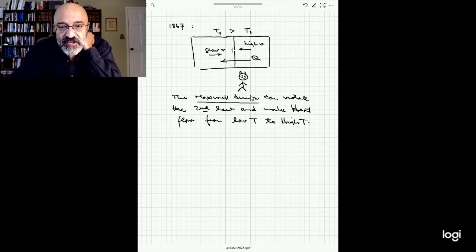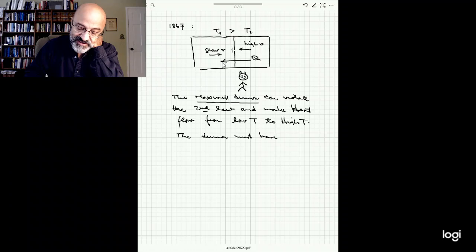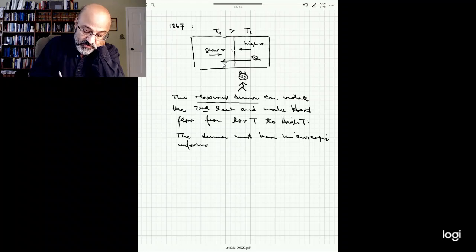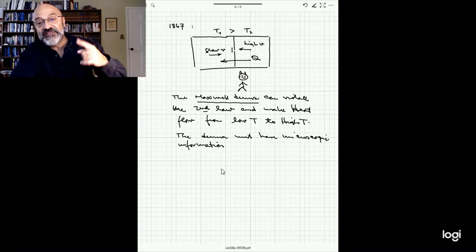The crucial element here is that the daemon has to know when the particle has high velocity or slow velocity. So it is a matter of information. The daemon must have information, microscopic information, which is precisely what we do not have. So the reason there is a second law for us is that we do not have this information. Should the daemon have that information, you would be able to violate the second law.